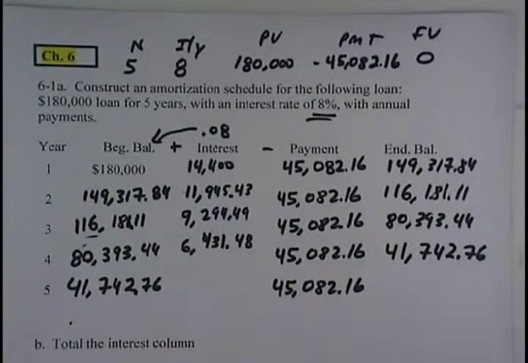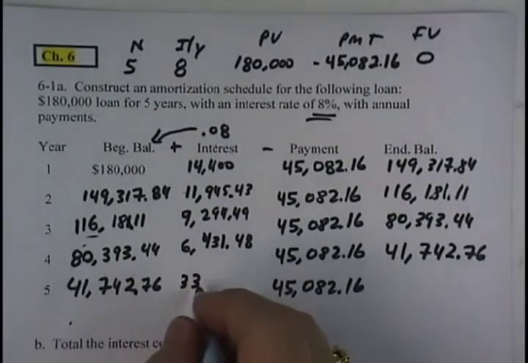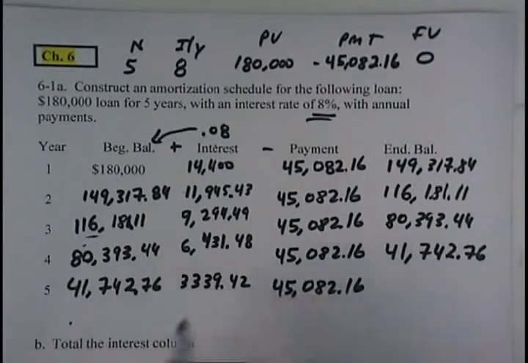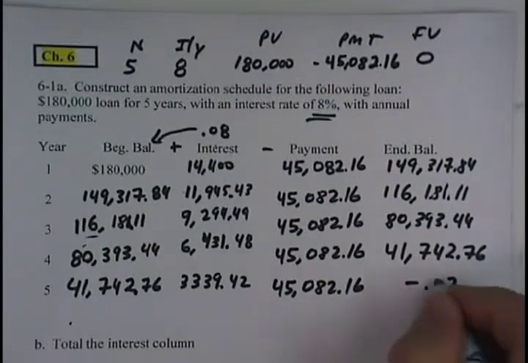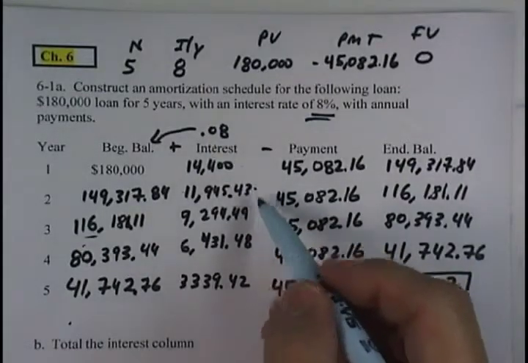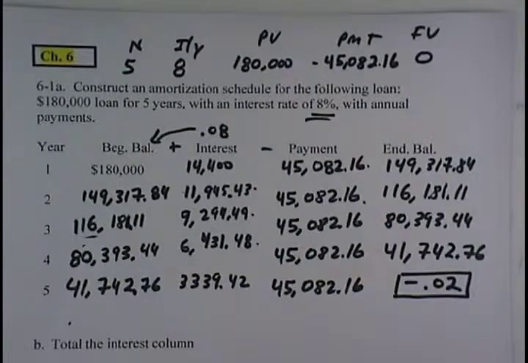8% interest is charged on that balance, so the interest in this fifth row is $3,339.42 added on to the $41,742.76 balance. And when my $45,082.16 payment is taken off, I have actually paid 2 pennies more than I needed to. That's because I'm rounding every item in here to the nearest penny. Thus, there's a rounding error that produces that 2 cent error.